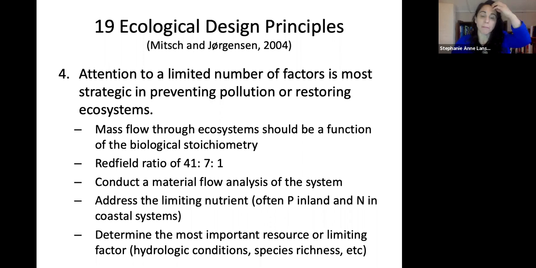So the mass flow through ecosystems, and this is to me one of the most important ones, should be a function of the biological stoichiometry. So what that means is it goes back to the Redfield ratio. We should all know the Redfield ratio, 41:7:1. What is that? Carbon, nitrogen, phosphorus, okay? So what that means is that we need to do a material flow analysis. We need to know what is limited.